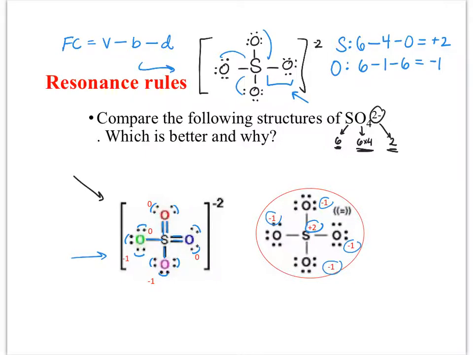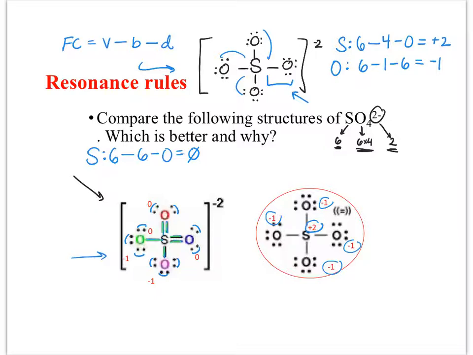Now, looking at the example diagram on the left, the sulfur has 6 valence electrons. I have drawn 6 total bonds around that sulfur: 1, 2, 3, 4, 5, 6. And there are no dots around that sulfur, so that's a 0 formal charge for the sulfur atom.